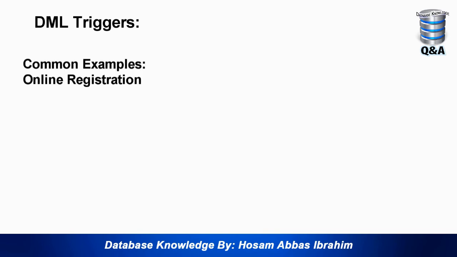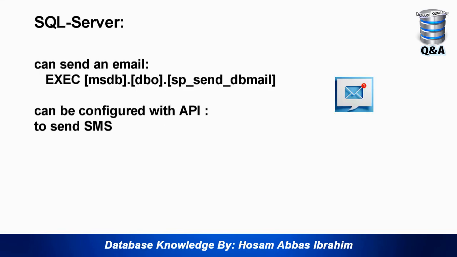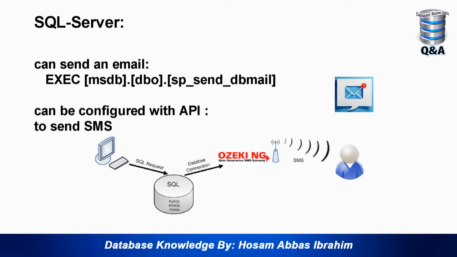Another example, whenever we register in a social network, we immediately receive an email giving us a link to complete the registration. This is definitely a trigger. SQL Server can be configured to send an email, and it is ready to be configured with an API to send an SMS. SQL Server doesn't send SMS by default.